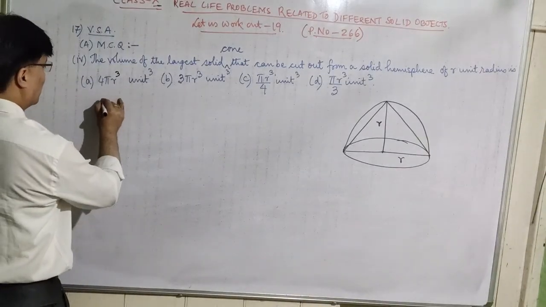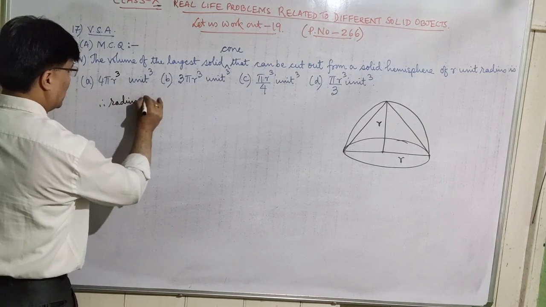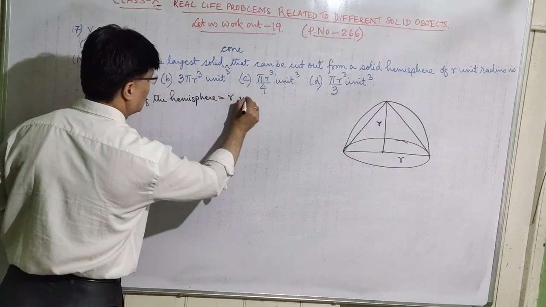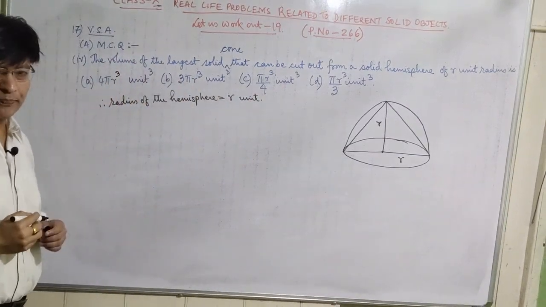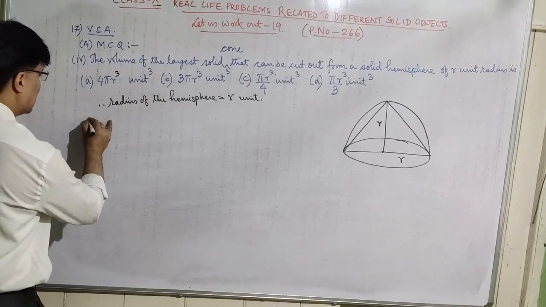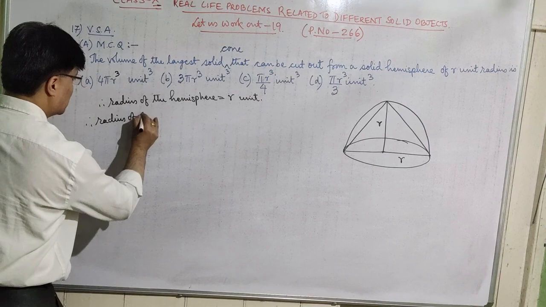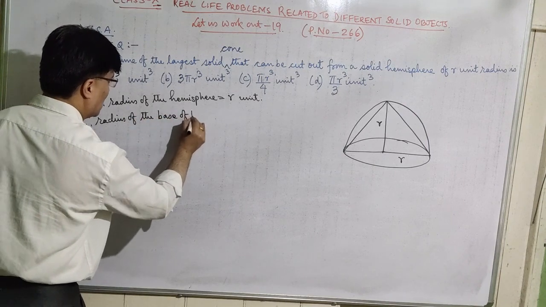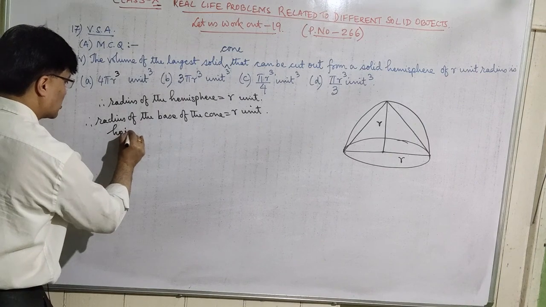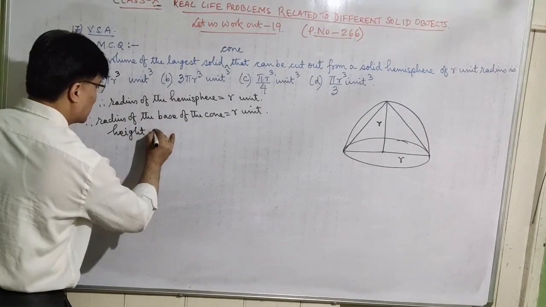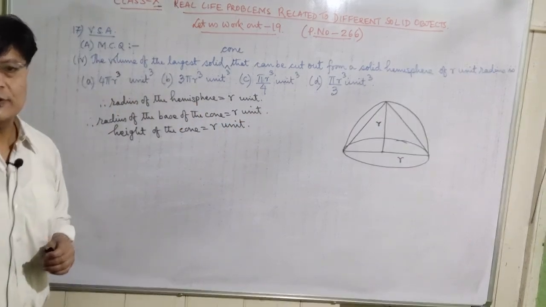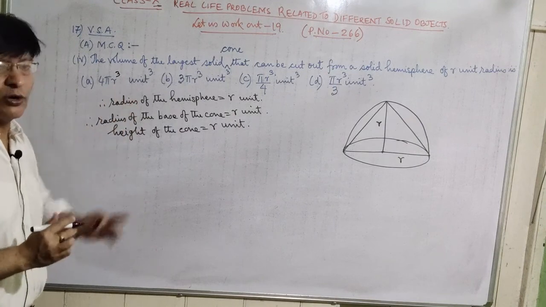So here you can write, therefore, radius of the hemisphere is equal to R unit. And from here the largest solid cone is cut out. Okay, so it is understood that the radius of the base of the cone is r unit. And what is the height of the cone? The height of the cone is also r unit. From the figure it is understood. Is that understood now? So now we can easily find out the volume of the largest solid cone.